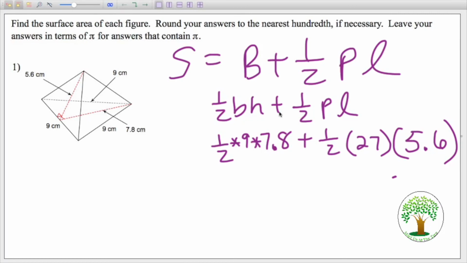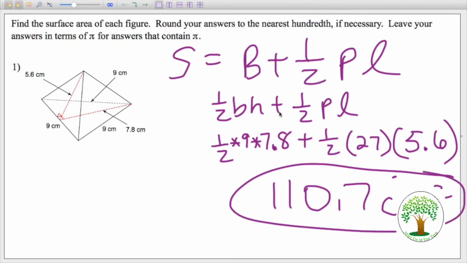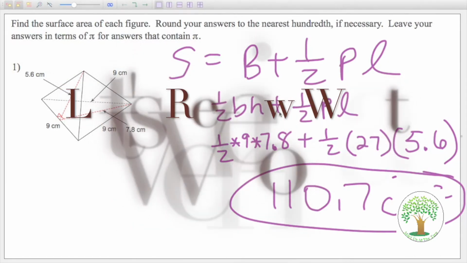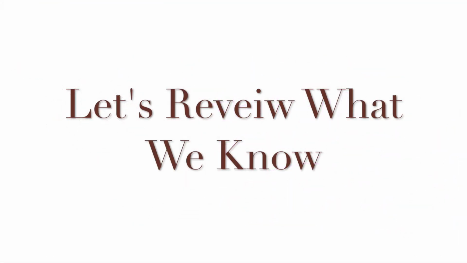All right, we got 110.7 centimeters squared. So it's pretty much the same thing as the other lesson. You have to figure out which formula to use for that base.